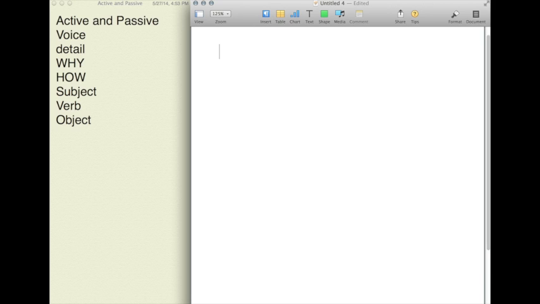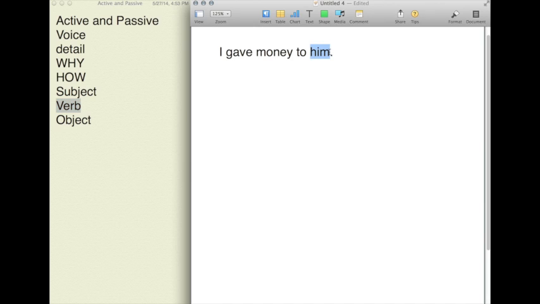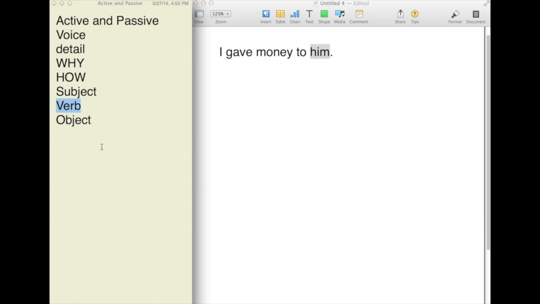Let me give you a quick example of this. I gave money to him. I is the subject of the sentence because this is what the sentence is about, and it is also what does the action. The action is gave. Gave what? Gave money. So gave is the verb. I is the subject. And him is the object, or what gets the action.